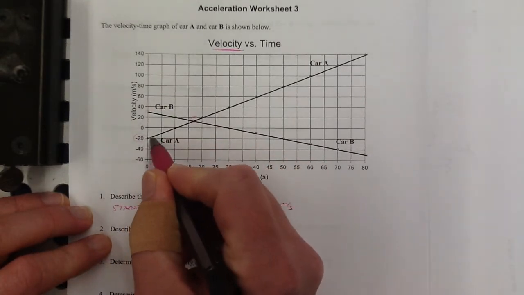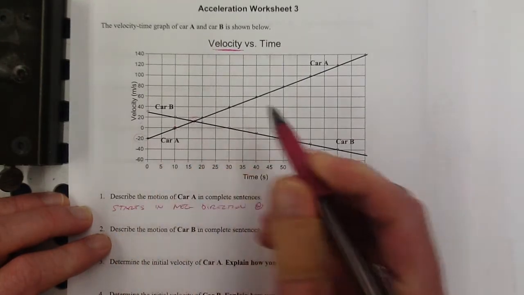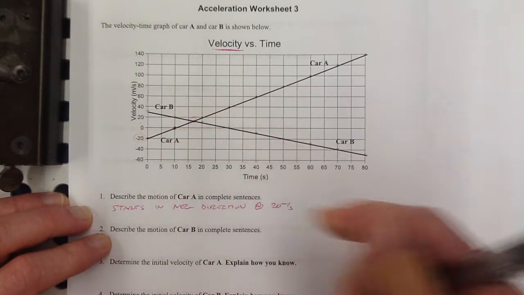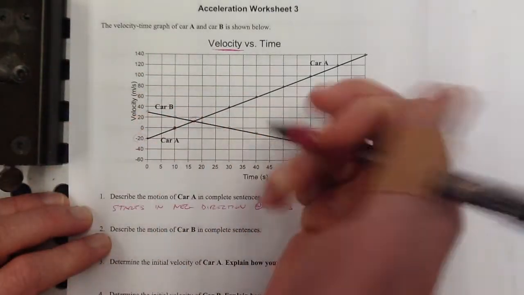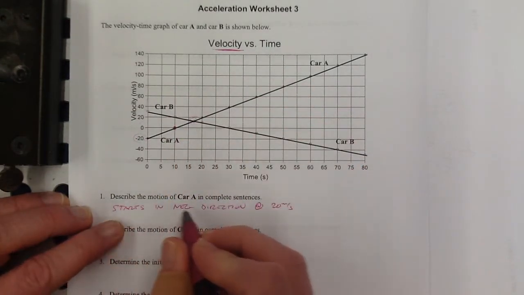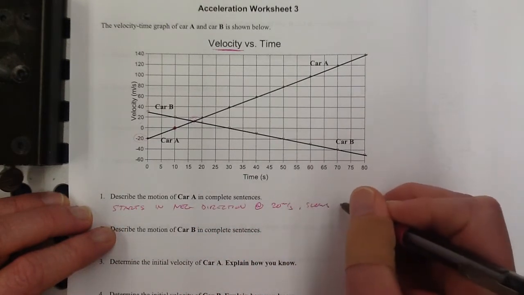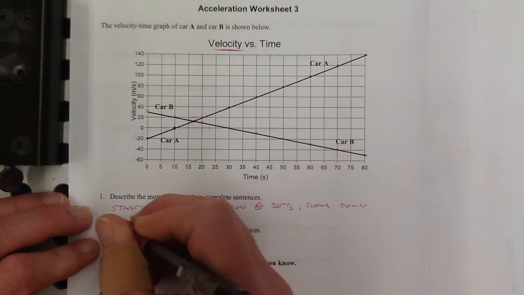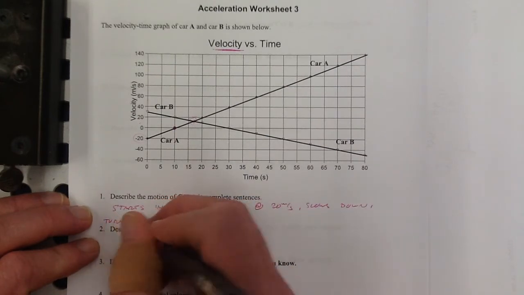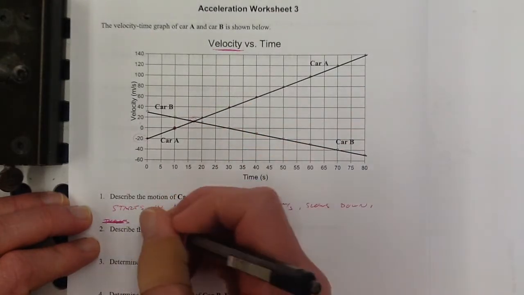And then as it's getting closer to 0, it's going from negative 20 to having a velocity of 0. So where it has a velocity of 0, it's going from negative direction to positive direction as it crosses over 0. So it's turning around there. Starts in negative direction at 20 meters per second, slows down, turns, or changes direction. I don't know if it's really turning around, maybe it's going into reverse, who knows.